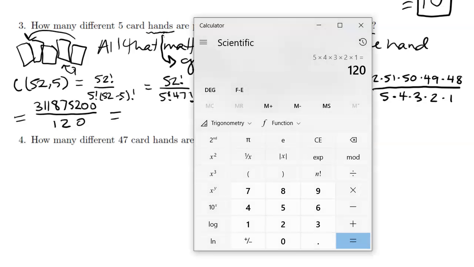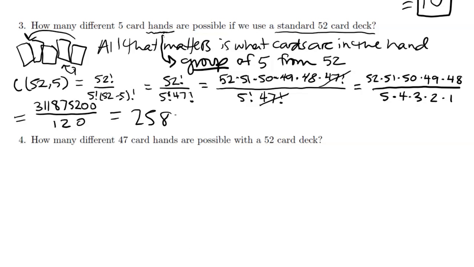And the last step is to do the division. So 311,875,200 divided by 120. We have 2,589,960. Which is kind of a really fun result because there's a lot of different games that you play with standard decks of cards that have 5 card hands. So this tells you that there are 2.5 million possibilities for the cards that could be in your hand of cards, which is pretty cool.